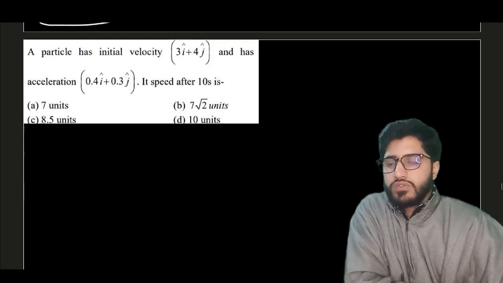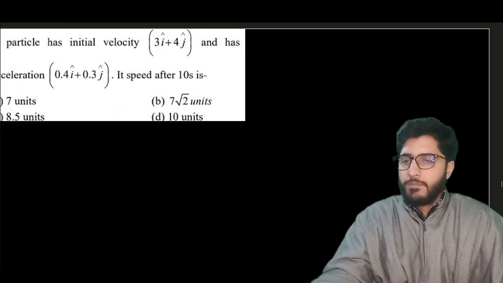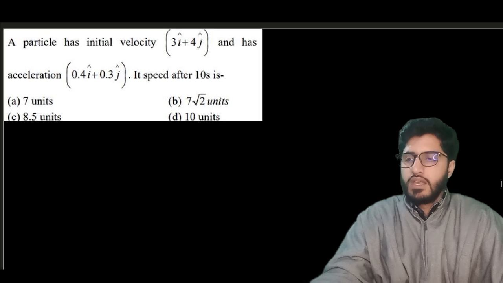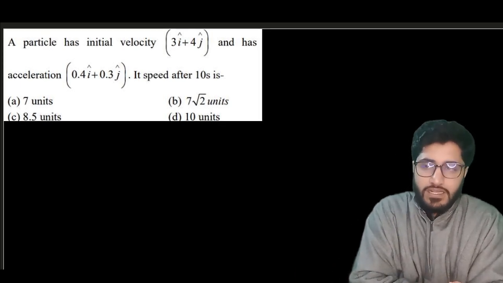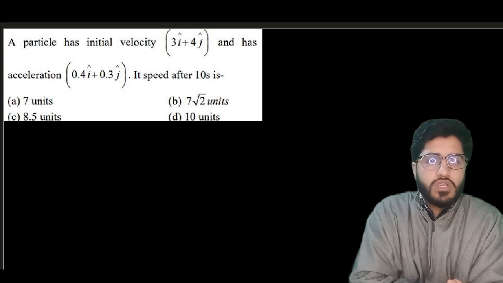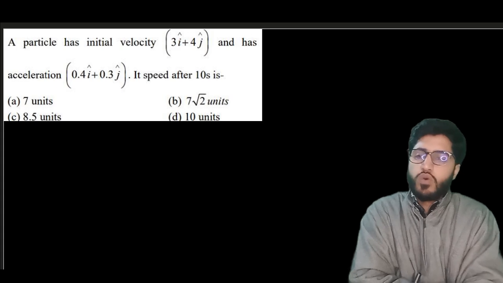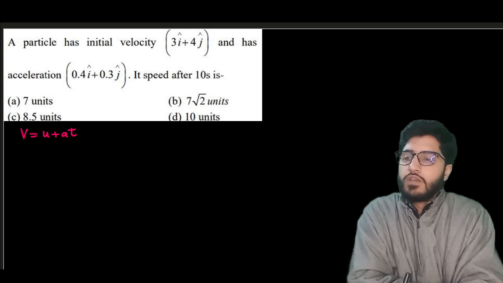Now, the second question is on the screen, and the question is like: a particle has initial velocity. So initial velocity is given to us as u, acceleration is given to us, and time is also given to us. What do we need to find? We have to find out the final speed. So we know that we have the equation v equals u plus a multiplied by t. We have to find out v. So put a and t as it is. What is u? u is 3 i cap plus 4 j cap.